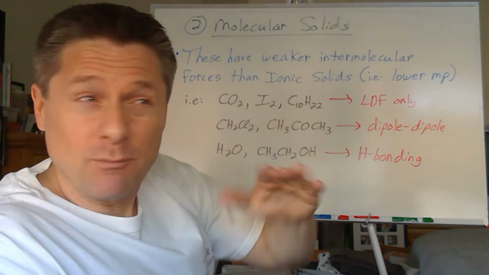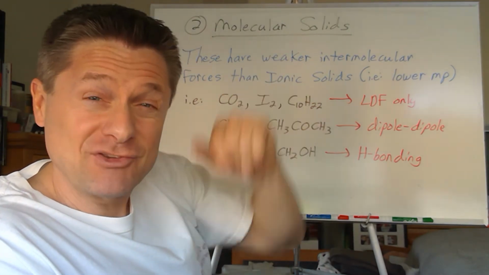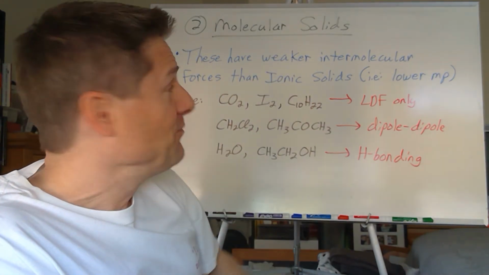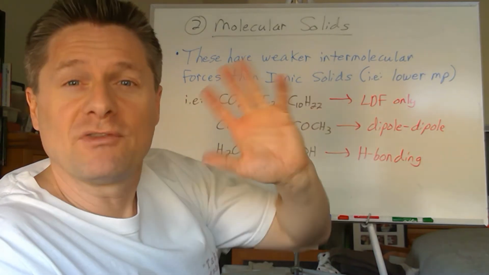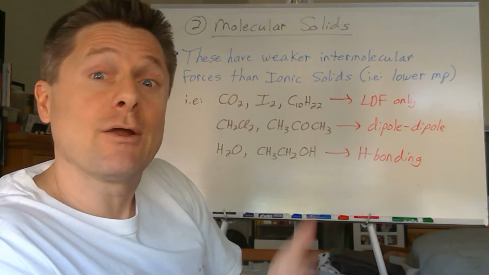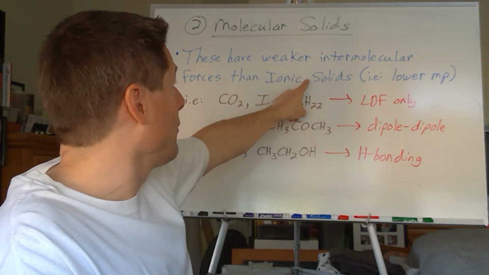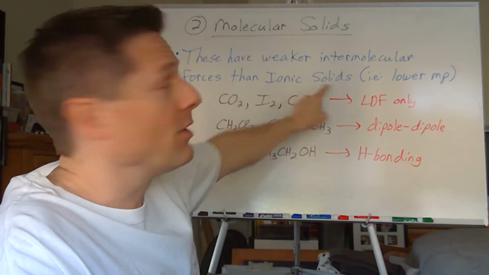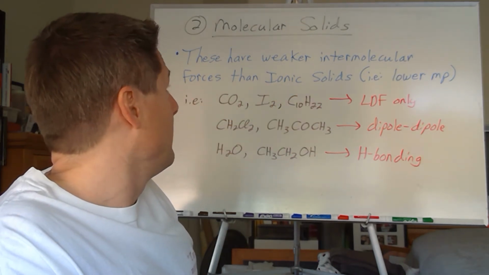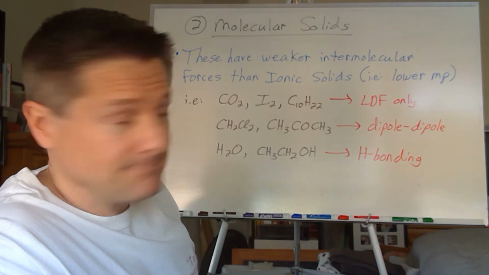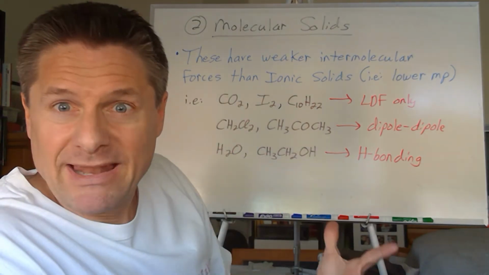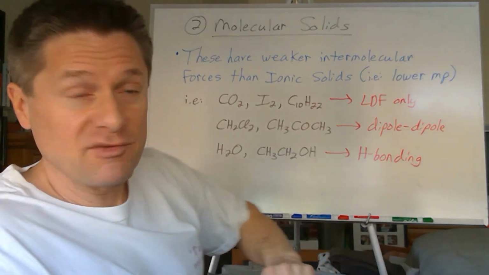But these are going to be weaker. Remember, ionic forces, ion-ion, are the strongest of them all, right? So London dispersion forces, dipole-dipole forces, hydrogen bonding are going to be weaker than that. So in general, molecular solids are going to have lower melting points than ionic solids, okay? And it depends how big it is. Obviously, the bigger it is, the stronger the London dispersion forces.